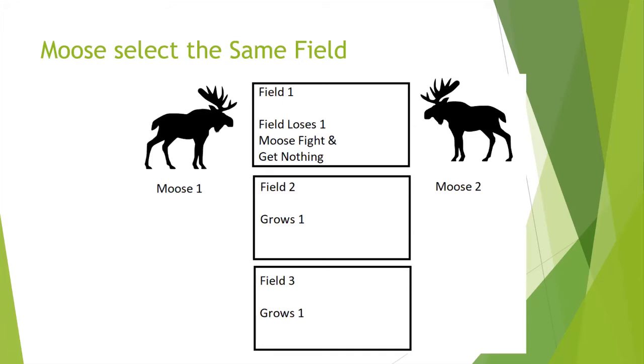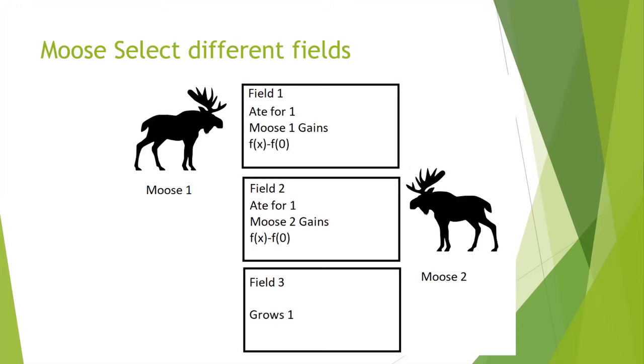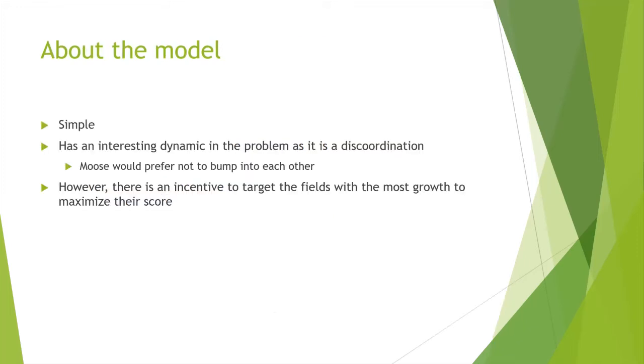So we can see here, if 2 moose select the same field, the field loses a point, the moose fight and get nothing, and the other 2 fields are able to just grow. If they select different fields, then they eat some amount. Each moose gains a certain amount of score, and the other field is left to grow. So we can see that this is really a very, very simple biological model, but it has an interesting dynamic due to its requirements of discoordination.